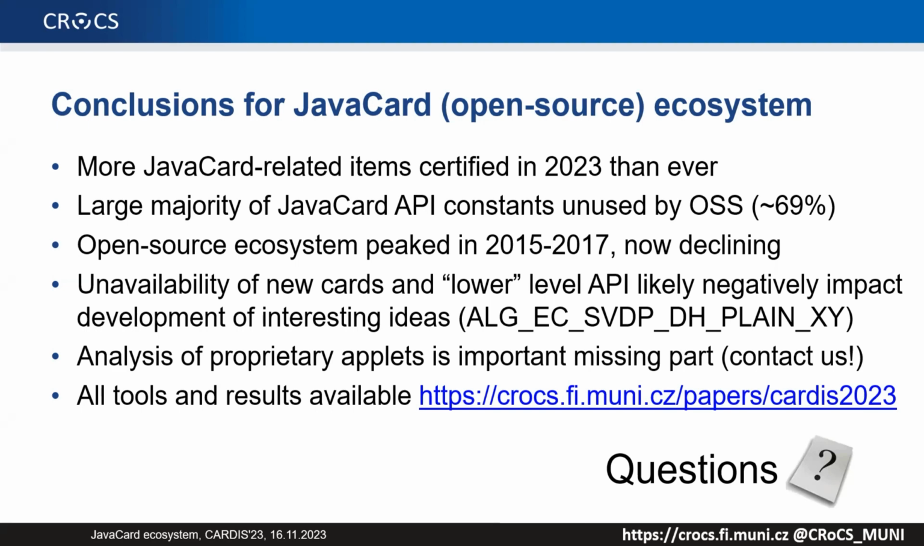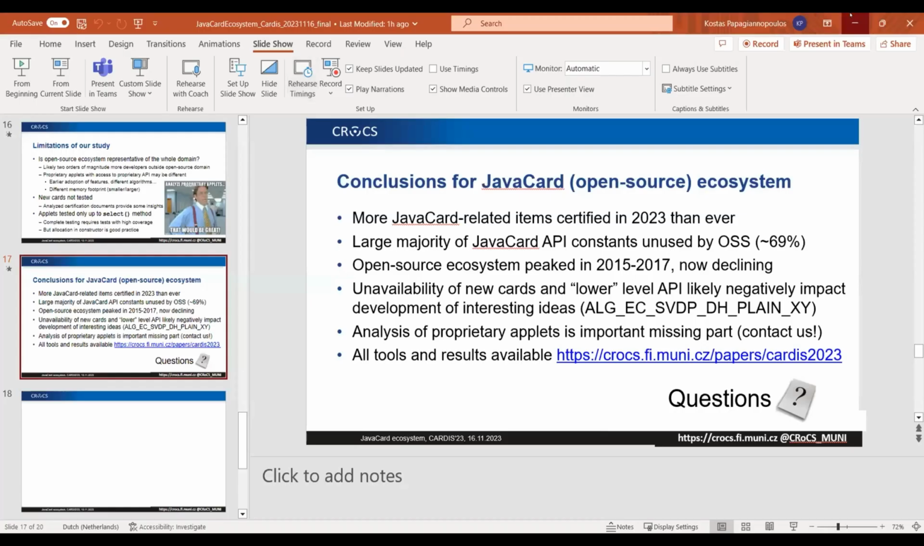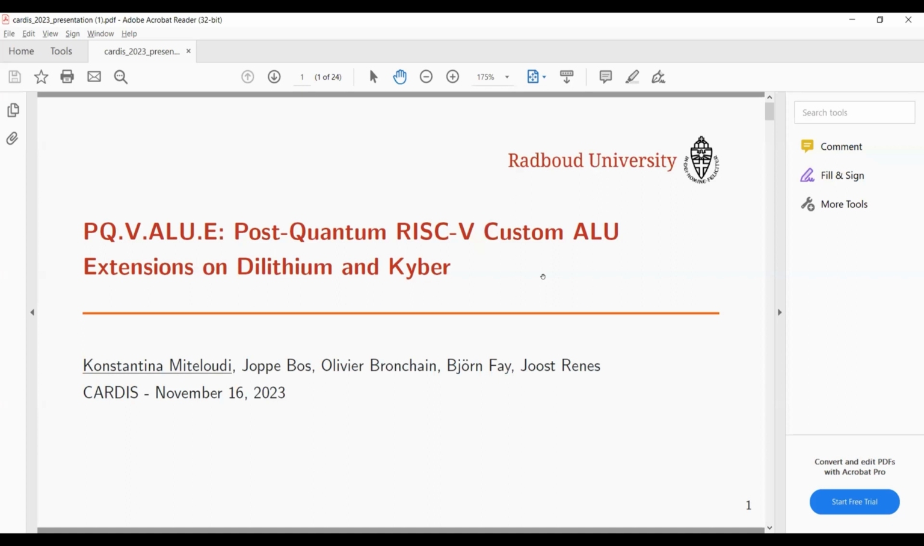Okay, so let's thank the speaker again. And now the second presentation of the session: PQ.V.ALU.E, post-quantum RISC-V custom PQ.V.ALU.E extension on Dilithium and Kyber. This paper was written by Constantina Miteleludi, Jope Boss, Olivier Bronchin, Björk Fay, and Jost Drain, and Constantina will present the work.